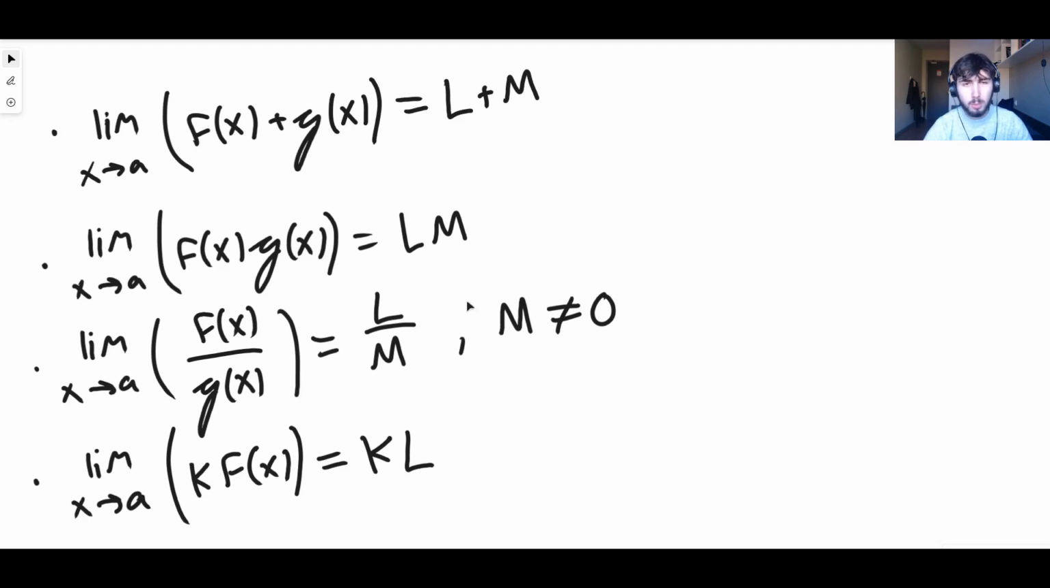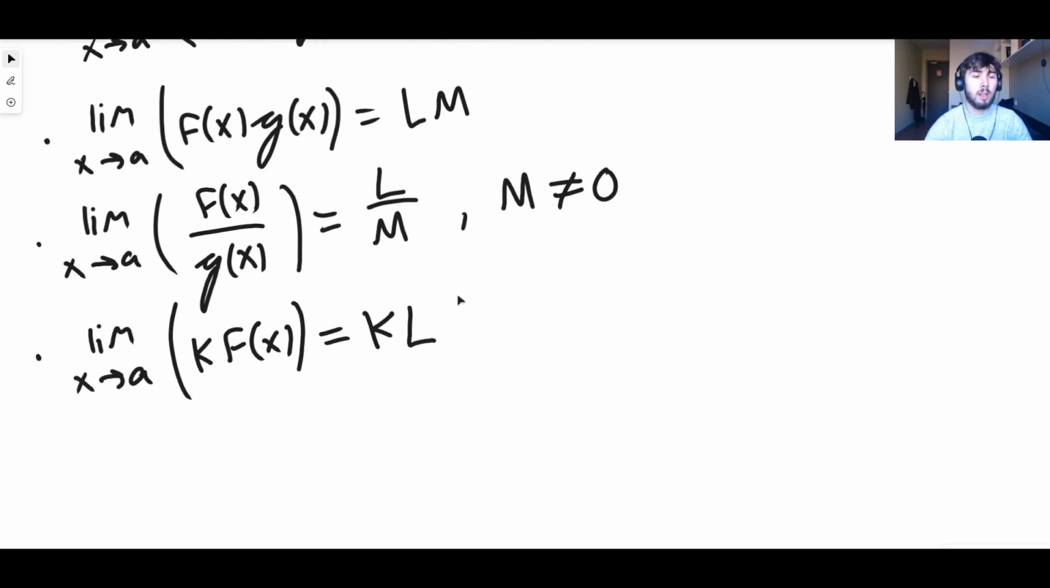The third one: the limit as x approaches a of the quotient f of x divided by g of x is just equal to L divided by M. So the limit of f of x as x approaches a is L, the limit of g of x is M, and the limit of f of x divided by g of x is simply going to be L divided by M, provided that M is not equal to 0, of course, because we can't divide by 0. And this just says that the limit of the quotient is equal to the quotient of the limits.